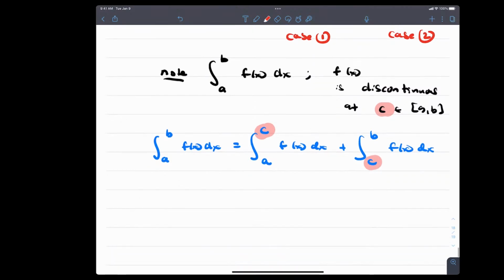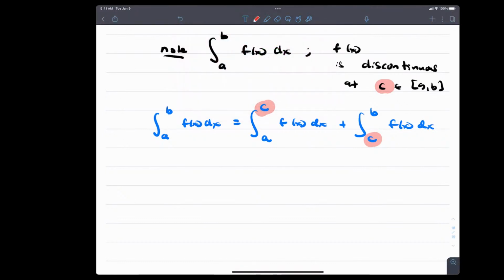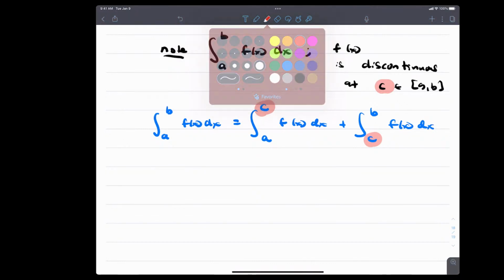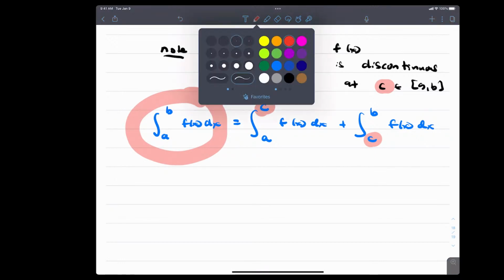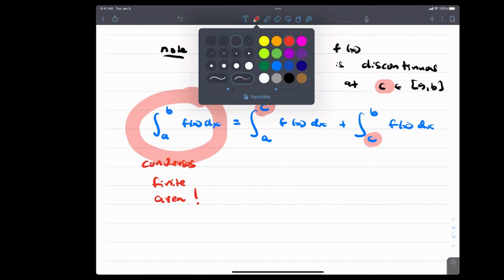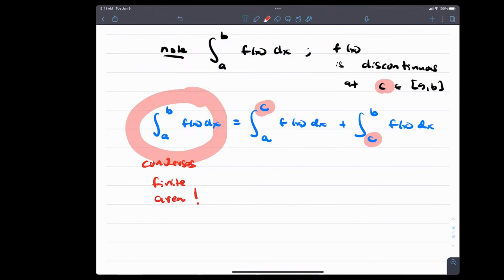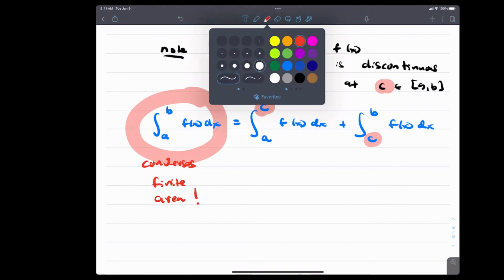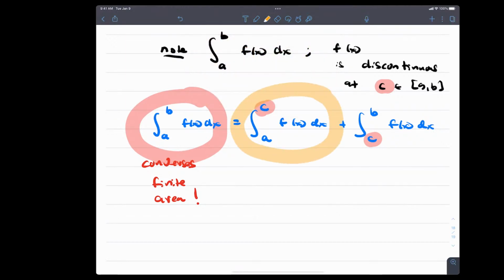Now, if you're going to get convergence, the idea is convergence. If we want to say that this integral converges, the area is finite. What do you have to have? You guys know what you have to have? You both have to converge. Case 1, case 2, you have to have convergence, and you have to have convergence. Does anybody know why? Why do you have to have convergence for both?